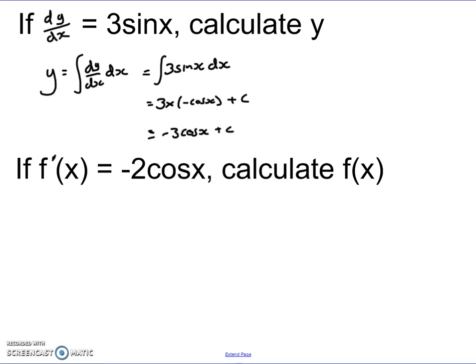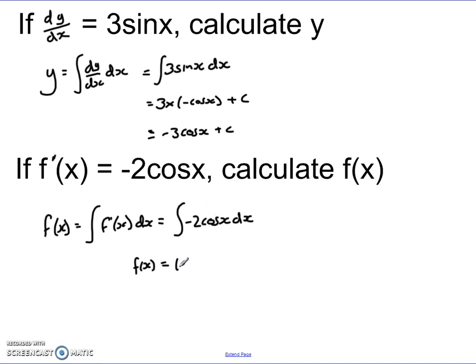Similarly, if you get asked a question of this form, so if f dashed of x equals negative 2 cos x, calculate f of x, we just remember the same sort of thing. We just remember that f of x equals the integral of f dashed of x dx, substitute in, and solve it. So we know it's the integral of negative 2 cos x dx. And again, it's the same process. What we start with is we write down the constant here. So we write down our negative 2, and then we multiply it by whatever we get here as our integral.